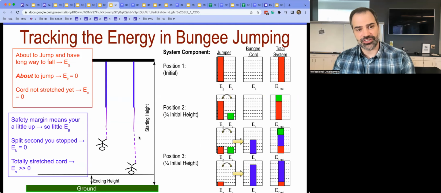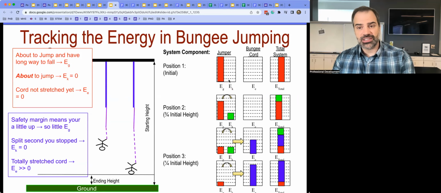Now that they have that skill, they track the energy, but really annotate. This is covering it. For instance, when the jumper is getting ready to jump, we know that they have a long way to fall, so they have a lot of EG. And then look, over here, the bar is full EG.